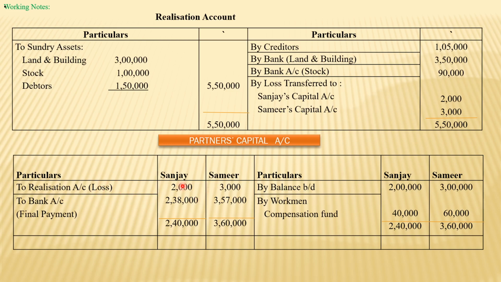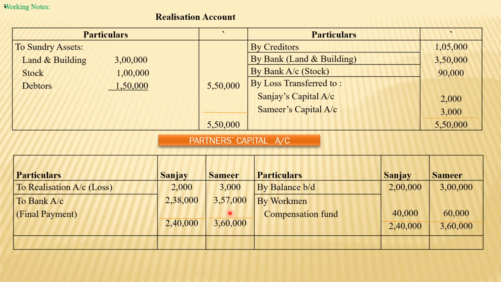Loss has to be transferred. Now after that we have to calculate the net amount for final payment purposes. Sanjay's total amount is 2,40,000 and Samir's 3,60,000. Minus the realization loss, so 2,40,000 minus 2,000 is 2,38,000. Sanjay will take back 2,38,000; he can withdraw it from the partnership as the final payment. In exactly the same way, Samir's 3,60,000 minus 3,000 loss is 3,57,000, which is returned to Samir as a final settlement.